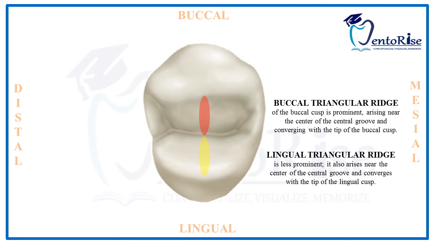The buccal triangular ridge arises near the center of the central groove and then converges with the tip of the buccal cusp. The lingual triangular ridge also arises near the center of the central groove and then converges with the tip of the lingual cusp. Please observe the figure very carefully. It is advisable for you to feel these ridges with the help of an explorer on an extracted tooth.